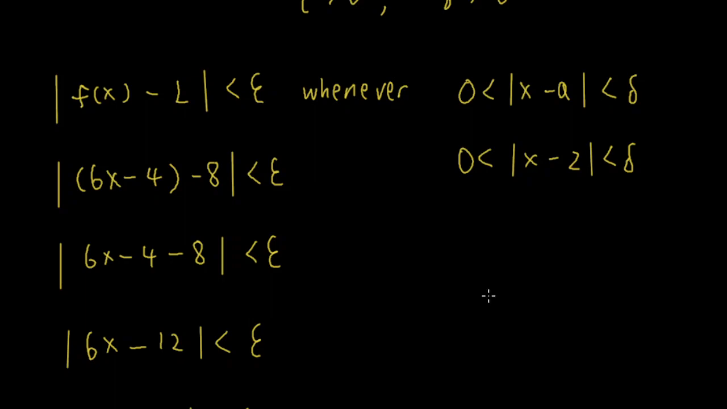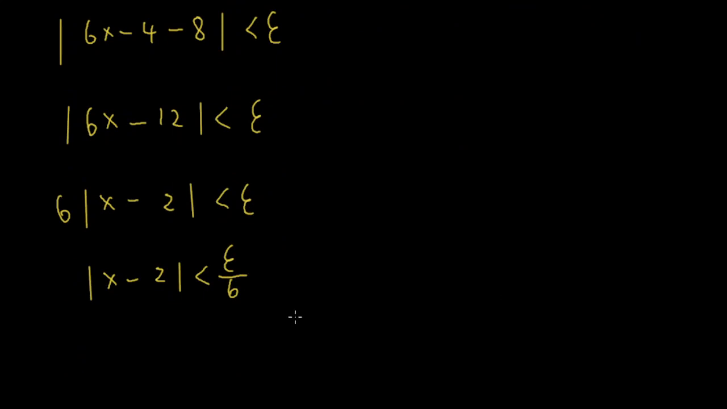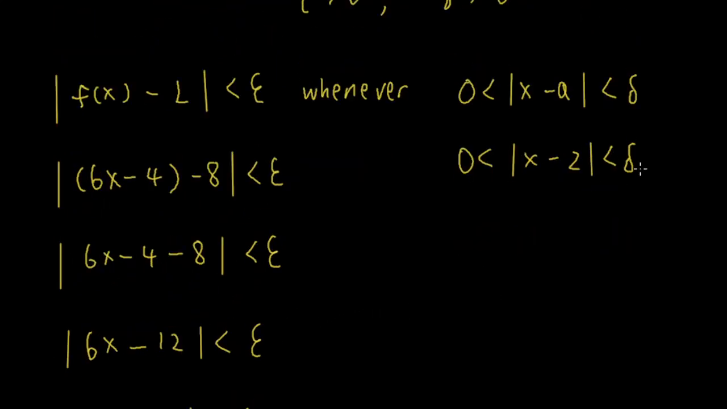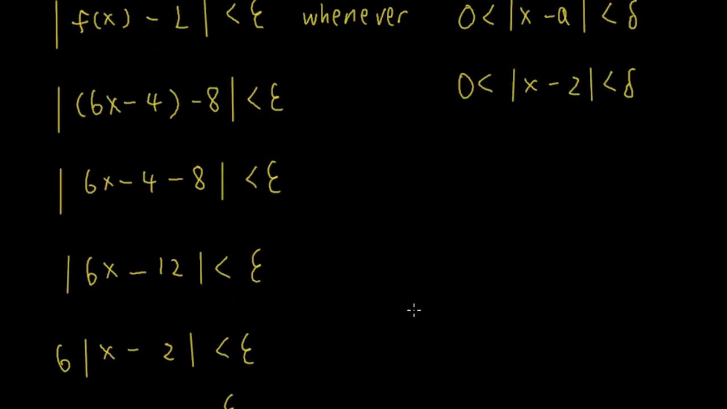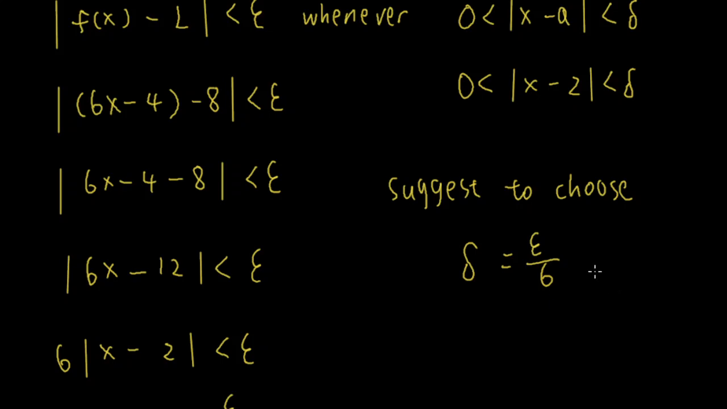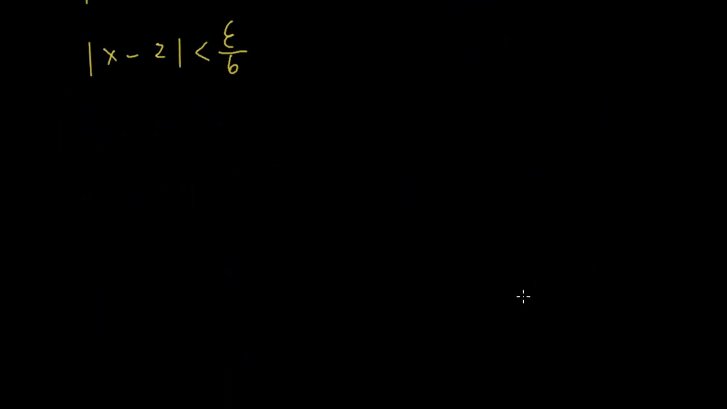Now we have the same thing here as here. So in this case, we suggest choosing epsilon over 6 to be delta, because it's the same thing here. The absolute value of x minus 2 is less than delta, and the absolute value of x minus 2 is less than epsilon over 6. So we suggest choosing delta equal to epsilon over 6. Okay, now what's the next step?